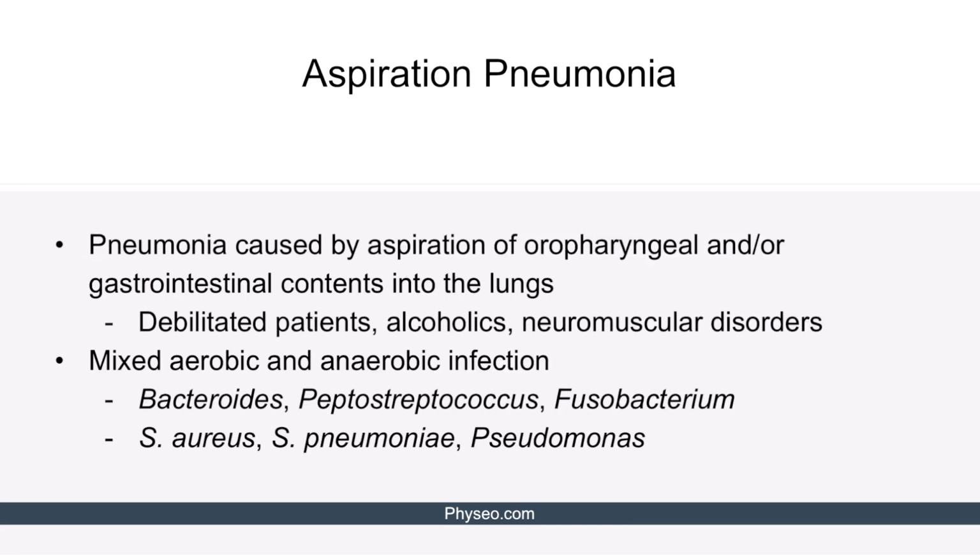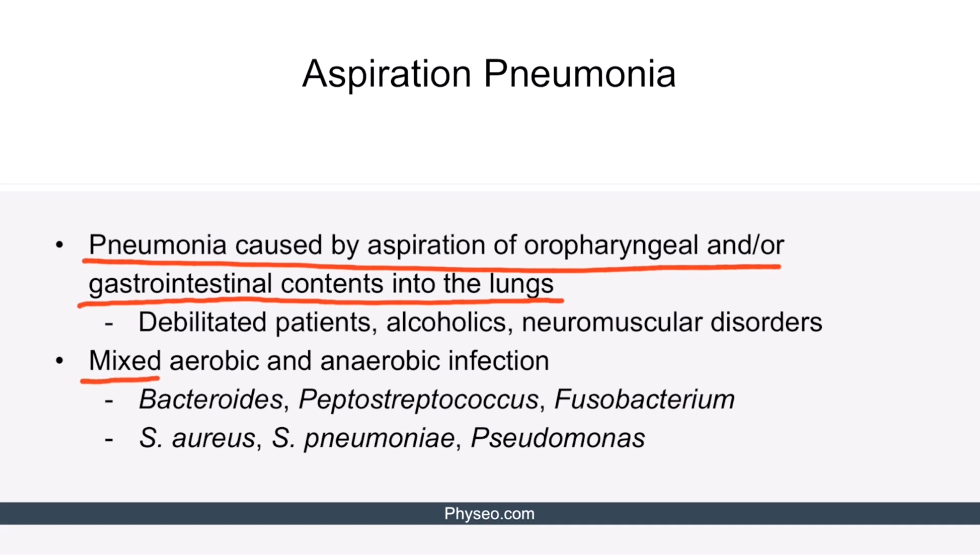Now let's discuss aspiration pneumonia. Aspiration pneumonia is pneumonia caused by aspiration of oropharyngeal or gastrointestinal contents into the lungs. The risk is highest in patients who cannot protect their airway, such as debilitated patients, alcoholics, and those with neuromuscular disorders. It's usually caused by a mixed aerobic and anaerobic infection, including anaerobes such as Bacteroides, Peptostreptococcus, Fusobacterium, as well as aerobic organisms such as Staphylococcus aureus, Streptococcus pneumoniae, and Pseudomonas aeruginosa.